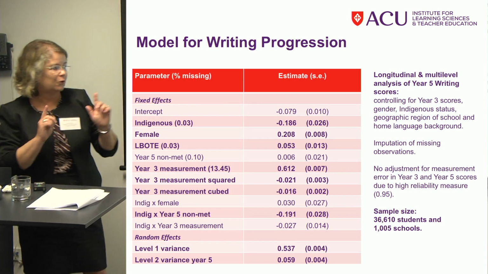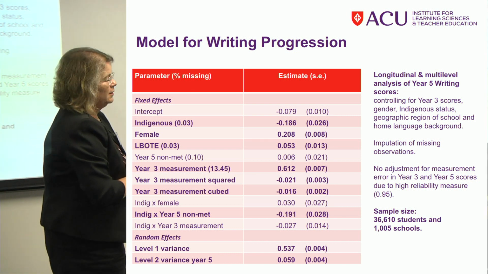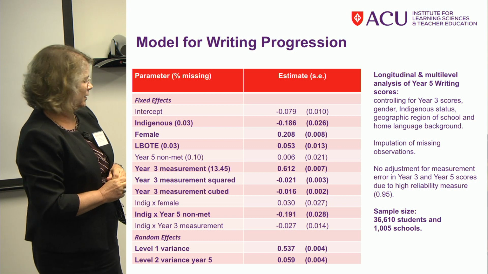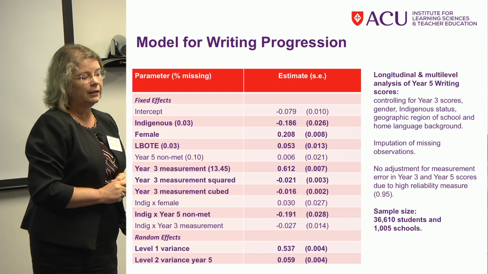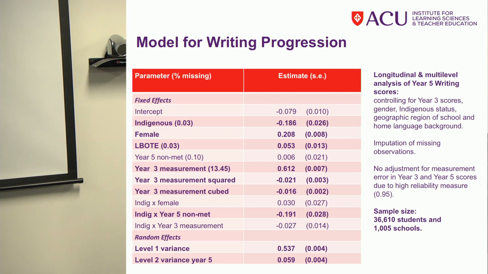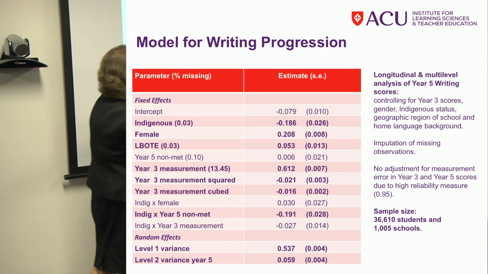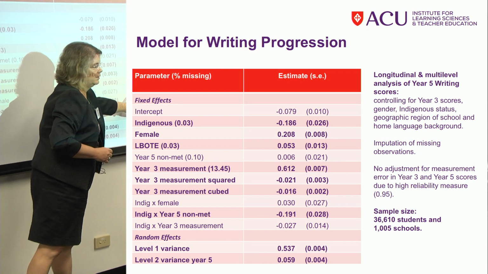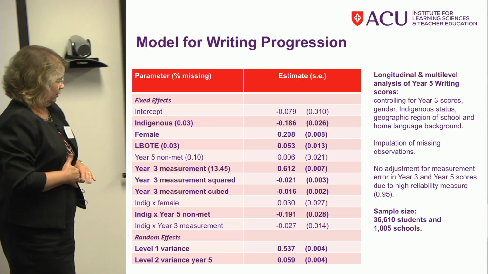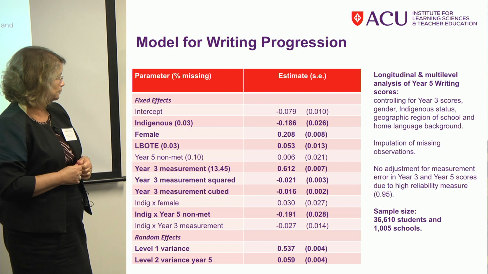Okay, but first of all I'm going to talk to you now about the writing progression results. For writing, this is the most recent analysis that has been done, and it was using data from the Queensland Department of Education, and only contains results for government schools. So we have 36,000 students, which is less than the number of students we had for the other data, which was across all school sectors.